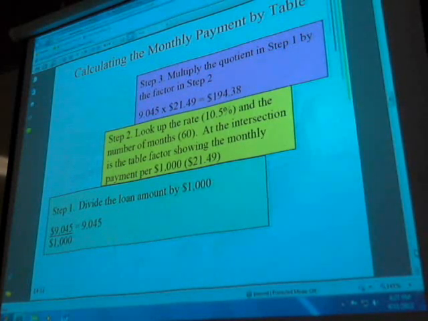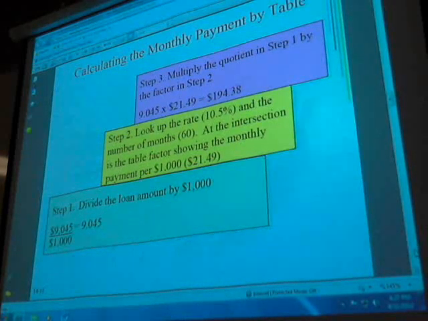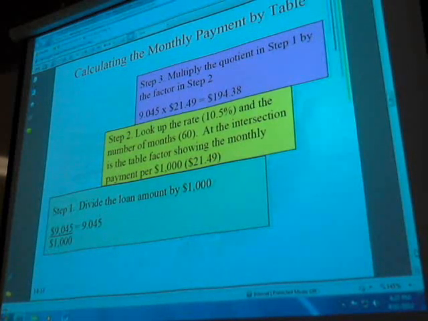Now, here's calculating the monthly payment by table. Now look at the first step. Don't get it confused with the other one. Before you stop writing, I'm going to scroll back just to show you something. Look at this first step. You don't want this process to get confused with the other one, the one where you have to use 100 instead of 1,000. Remember that one?